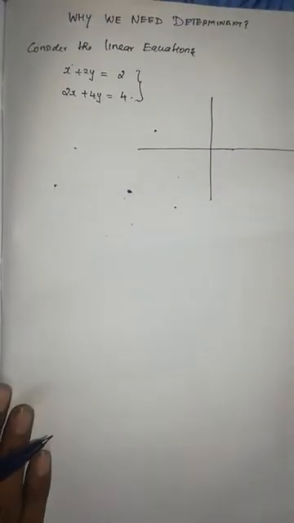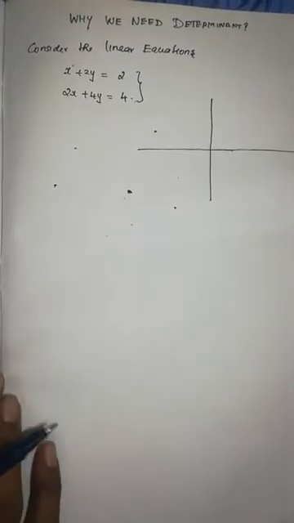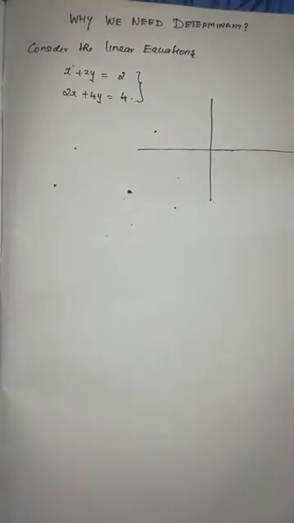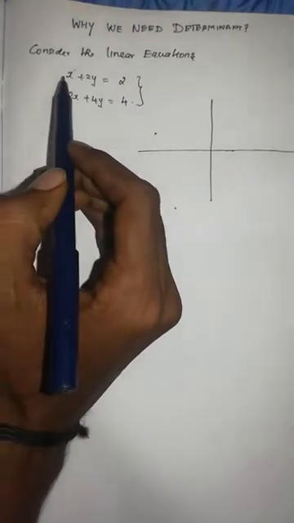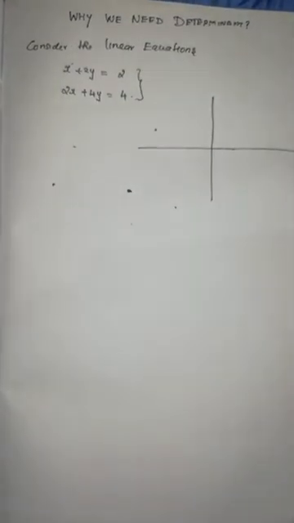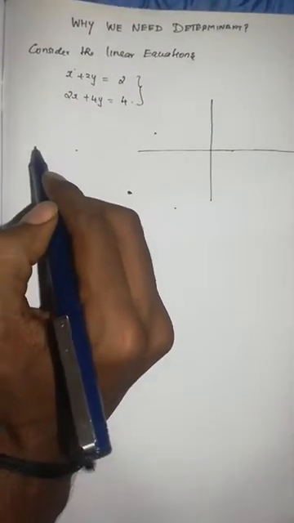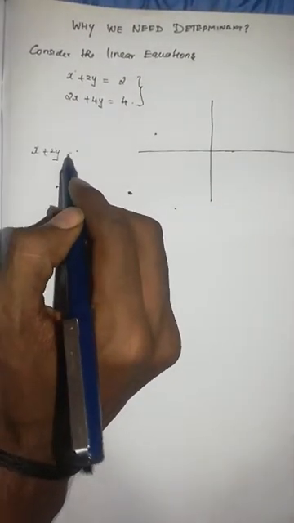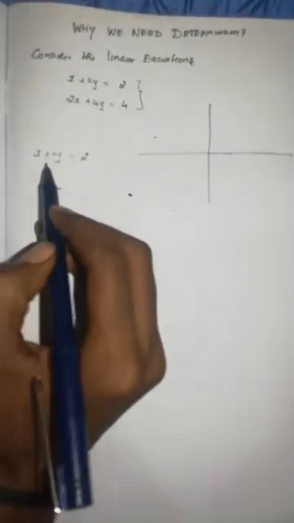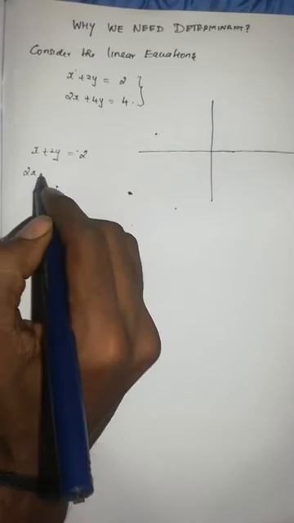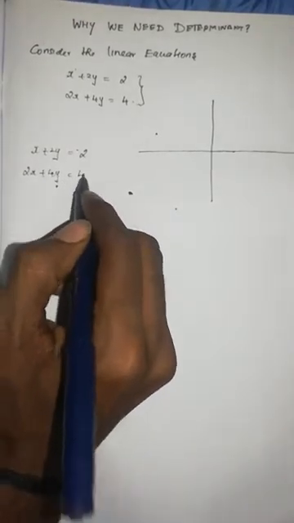Now, why do we need the determinant? We see that if an equation is a linear equation, then its graph will be a straight line. This is a very important result. By elementary mathematics, we know how to plot a function. First I'll take the equation x plus 2y is equal to 2, and the next equation, which is 2x plus 4y is equal to 4.